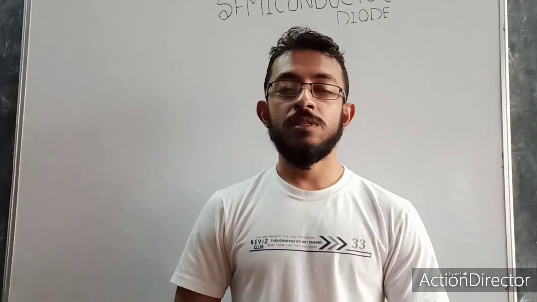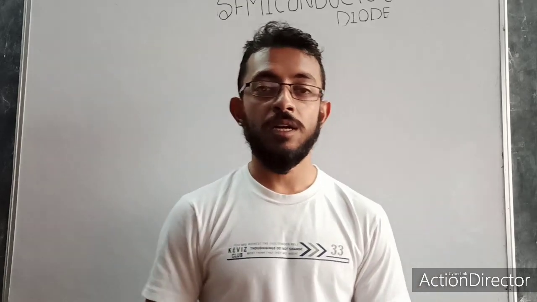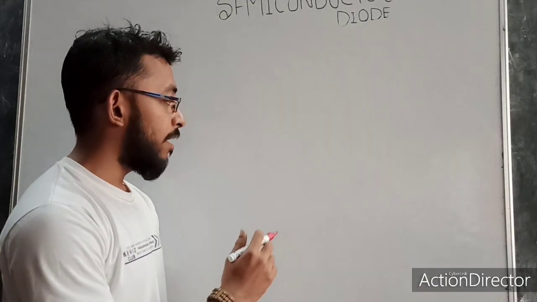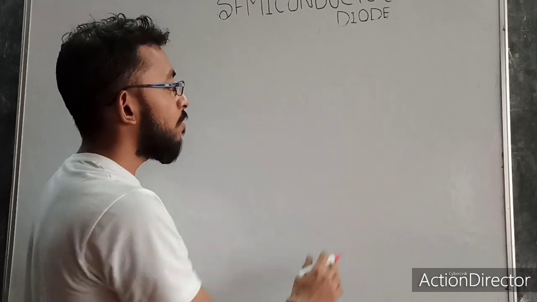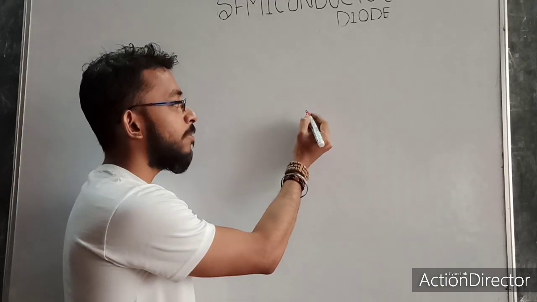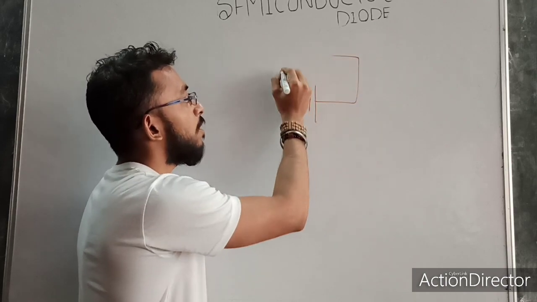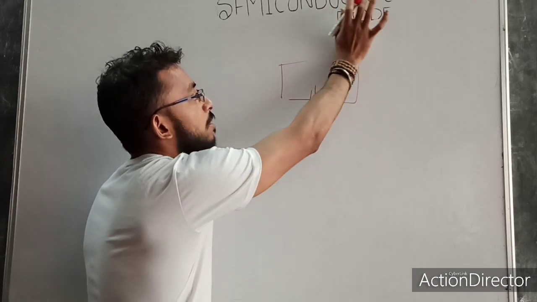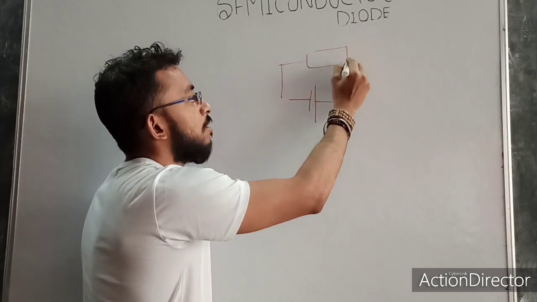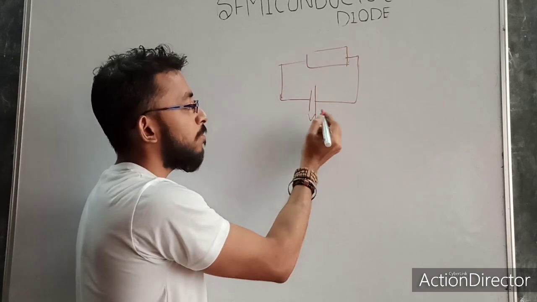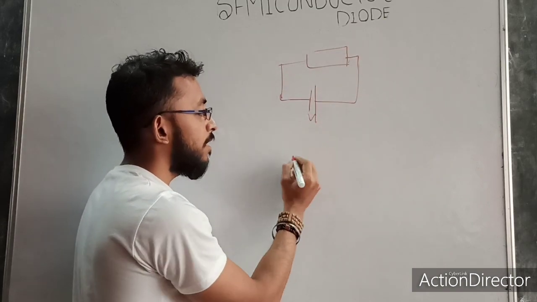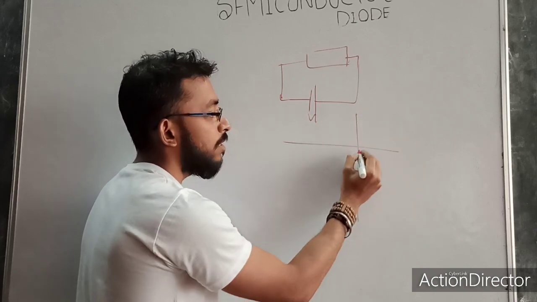Now we will see the concept of junction breakdown, how the junction breaks down and what mechanisms are involved. Generally, when a reverse bias voltage is applied to this PN junction, there is a current of some value.